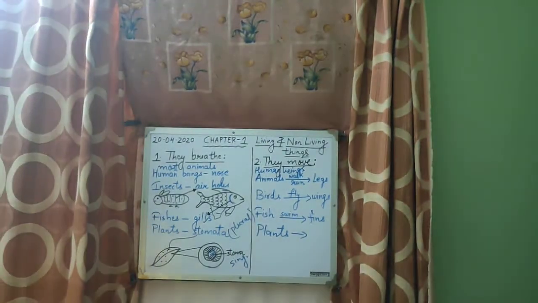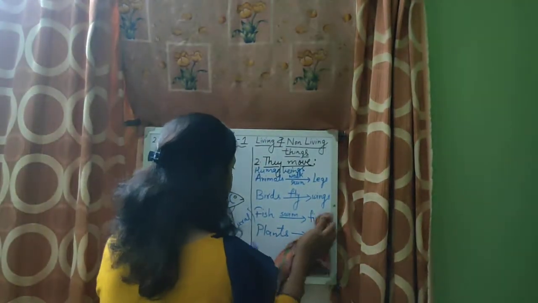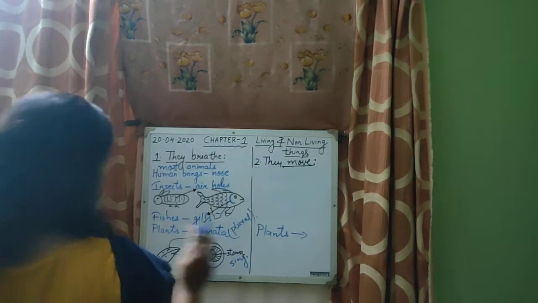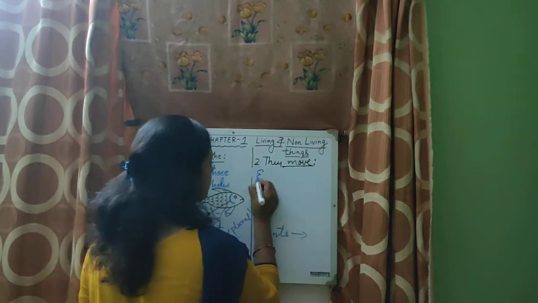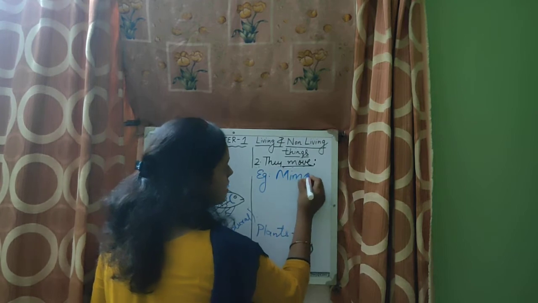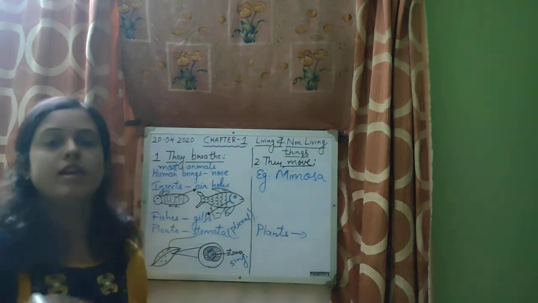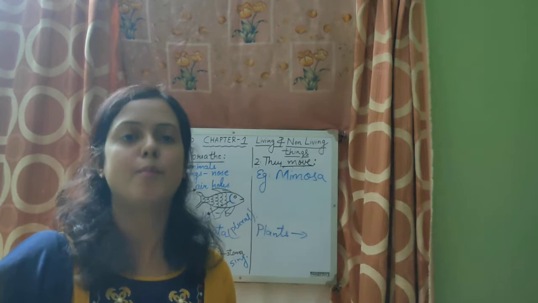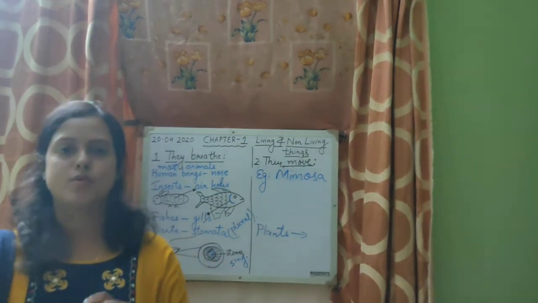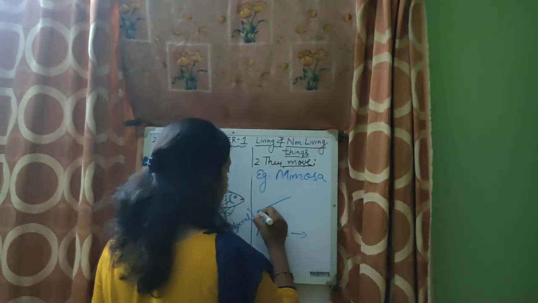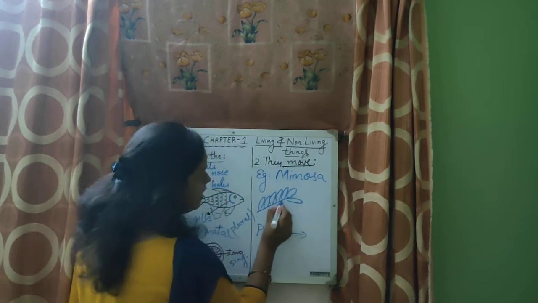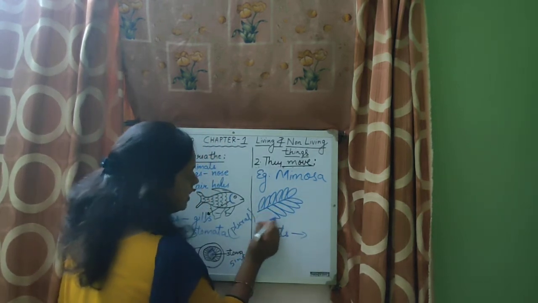एक प्लांट है, there is one plant known as mimosa. Mimosa, इसे हम हिंदी में कहते हैं छुई मुई का पौधा. क्या कहते हैं? छुई मुई का पौधा. In English we call it mimosa. Mimosa, the leaves are like this. Opened leaves, ऐसे फैले हुए पत्ते होते हैं.